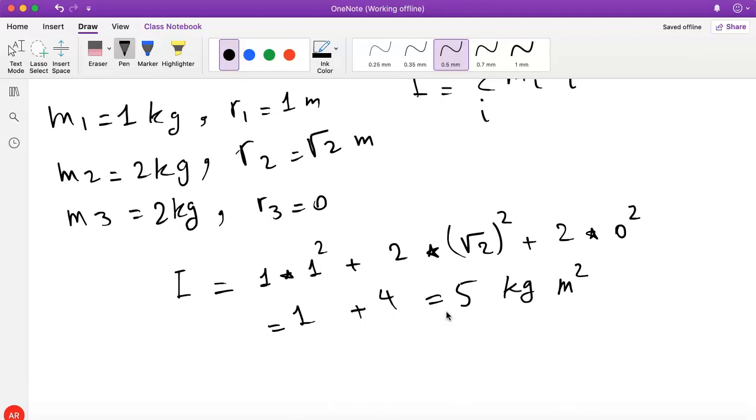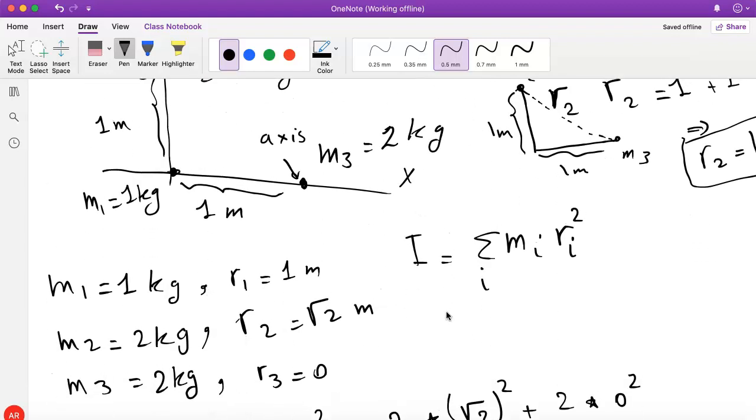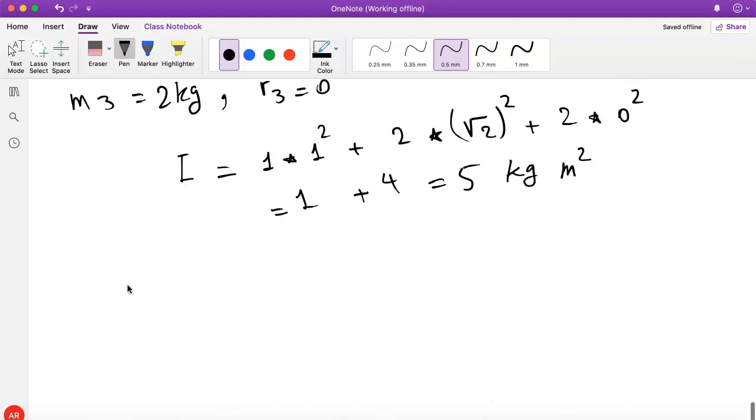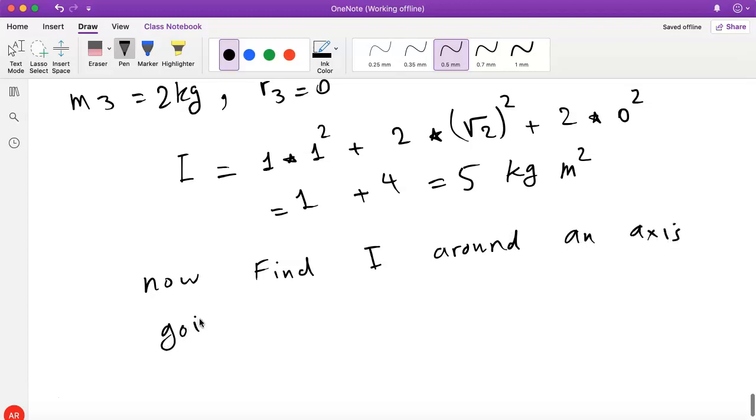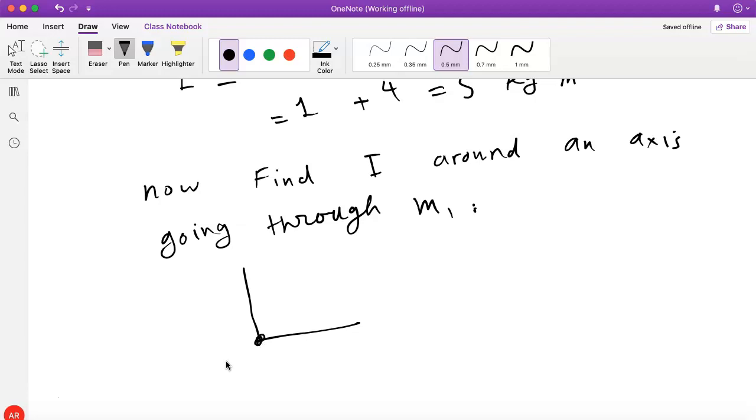discrete point particles, finding the moment of inertia for a given axis. What about if we try to find the moment of inertia around a different axis? So now find I around an axis going through M1. Okay, so again, I can draw this. I have M1 here, M3 there, M2 there.